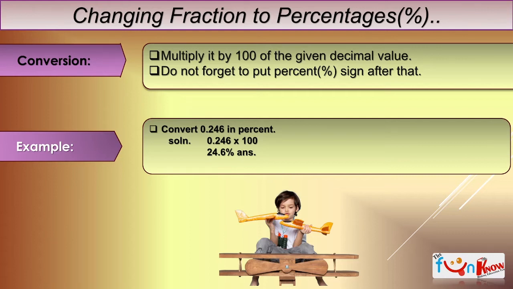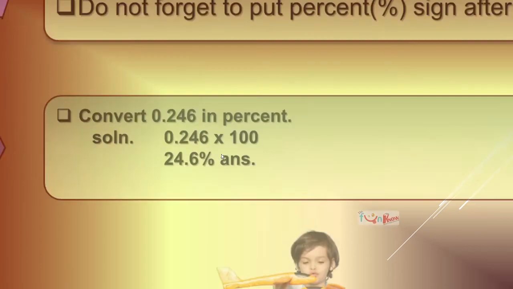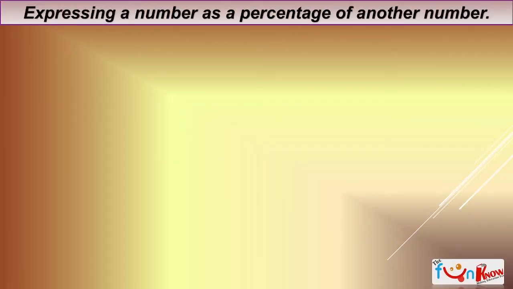0.246. So when 0.246 is given, as the rule suggests, while converting a decimal value, you have to multiply it by 100. So 24.6 will be the answer after getting multiplied. So you will be just multiplying with 100. As you can see, 100 contains 2 zeros, so because there are 2 zeros, the point will be moving after 2 places, that is 24.6.